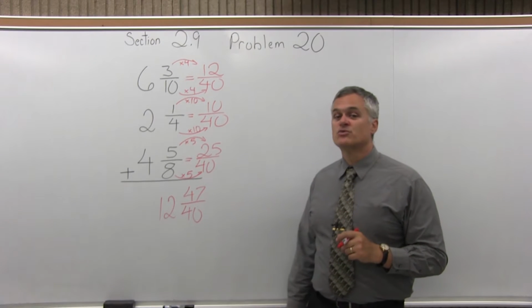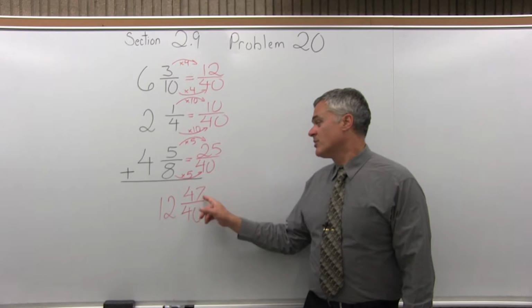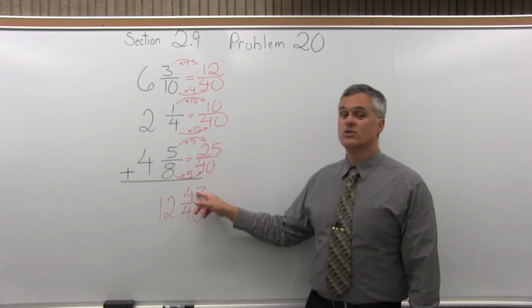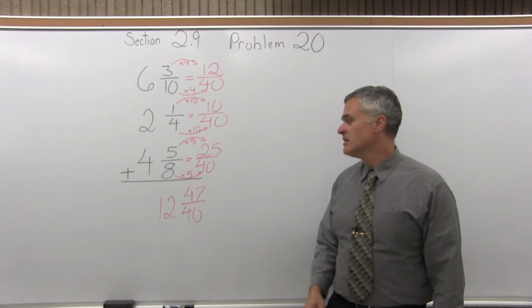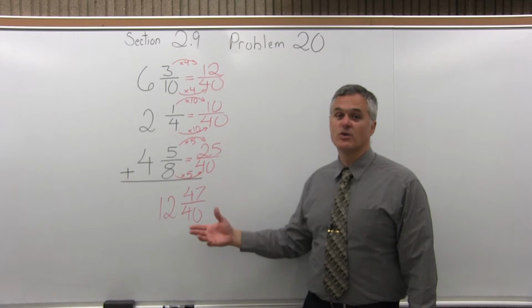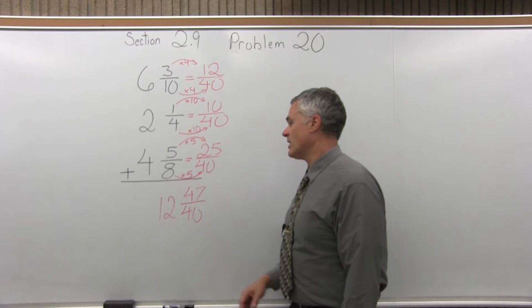That is the answer, but it's really not in the correct form that you want to have. I have a mixed number, a number with a fraction, where the fraction part is an improper fraction, a fraction where the numerator is larger than the denominator. So I should convert the 47 over 40 into a mixed number, combine the number part that I get with the 12 that's in front.